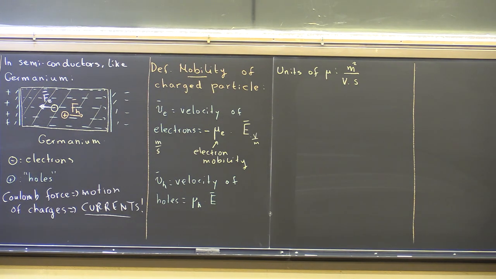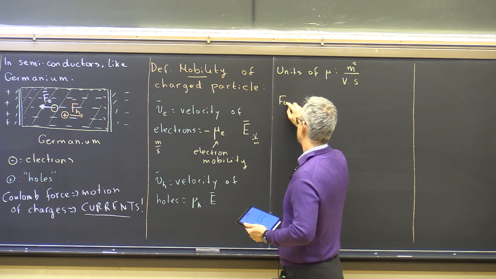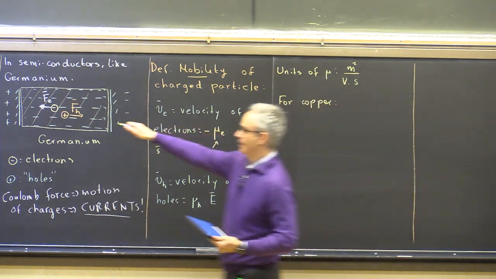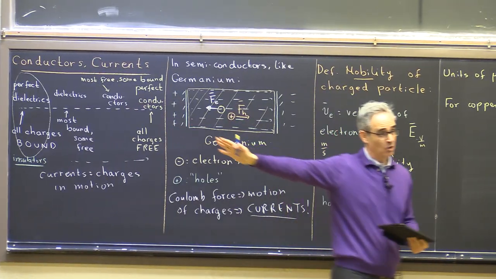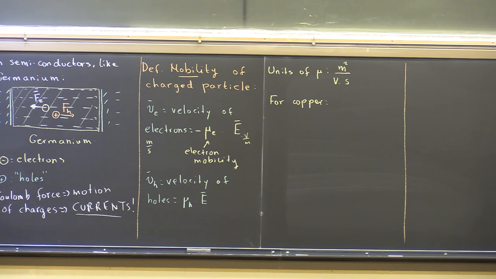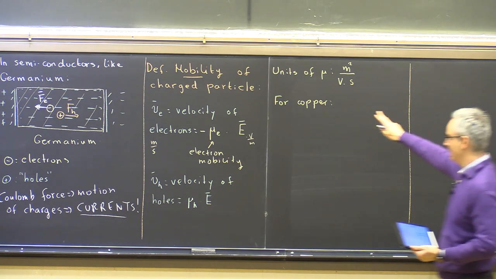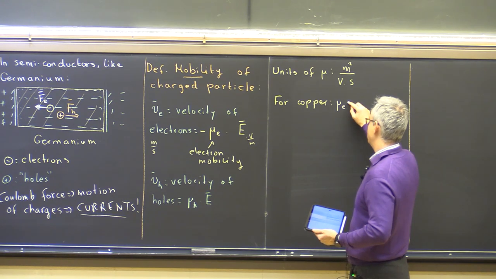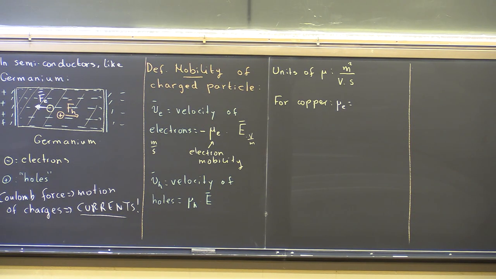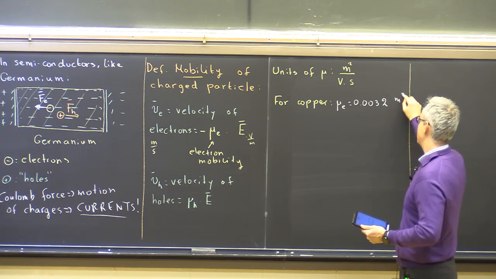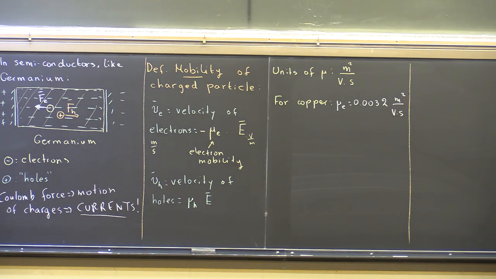And just to give you an idea of the values of mobility, copper in fact belongs to this end of this chart, so it's actually a good conductor. The main charged particles moving in copper are electrons. So when I talk about mobility in copper, I talk about the mobility of electrons, and that is 0.0032 meters squared by volt second. So this looks like a small number.